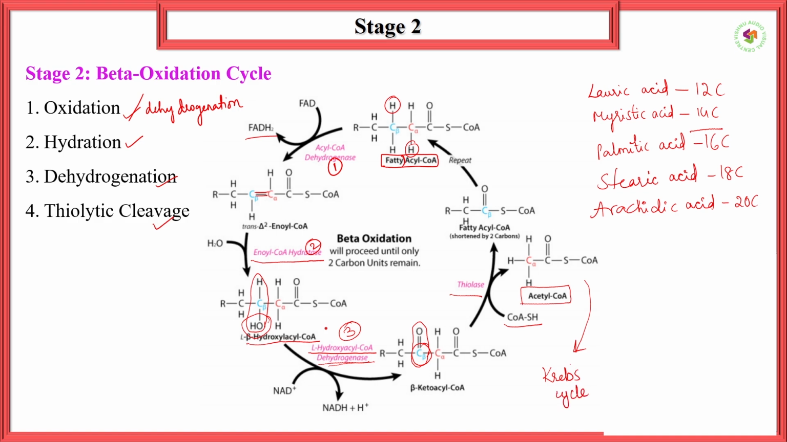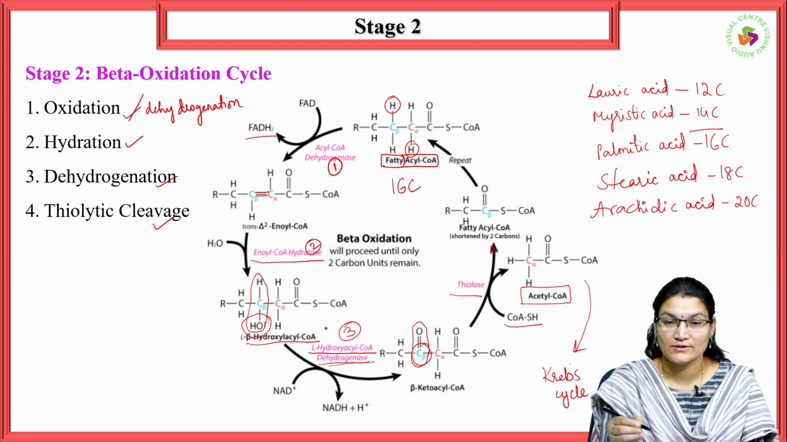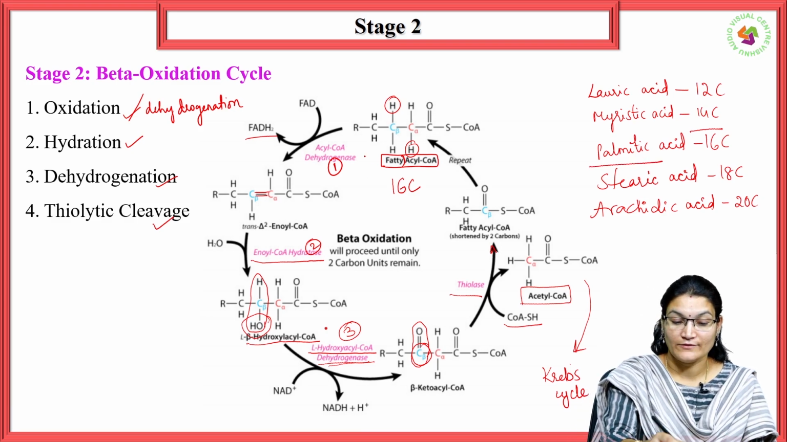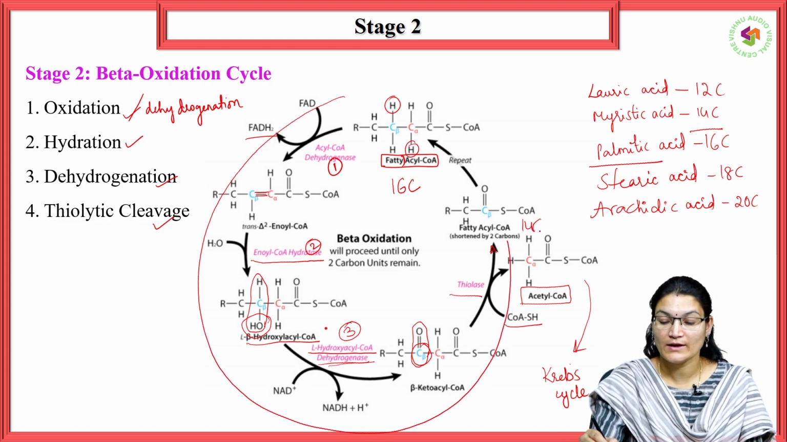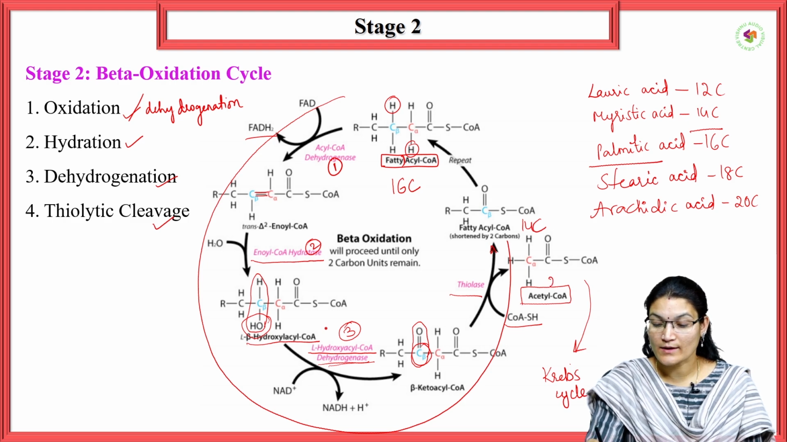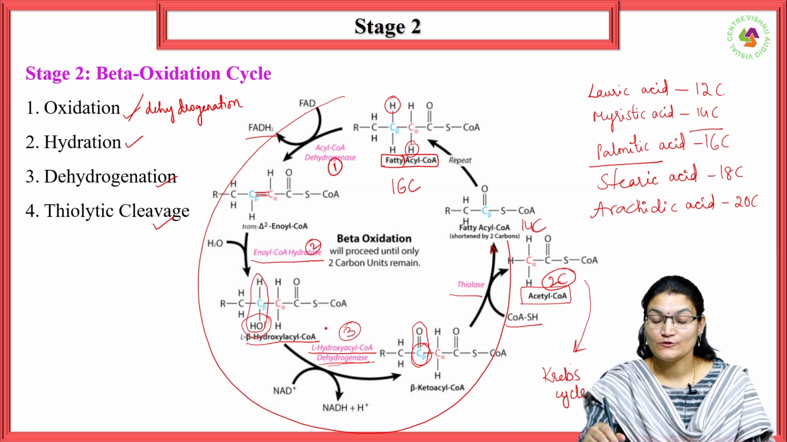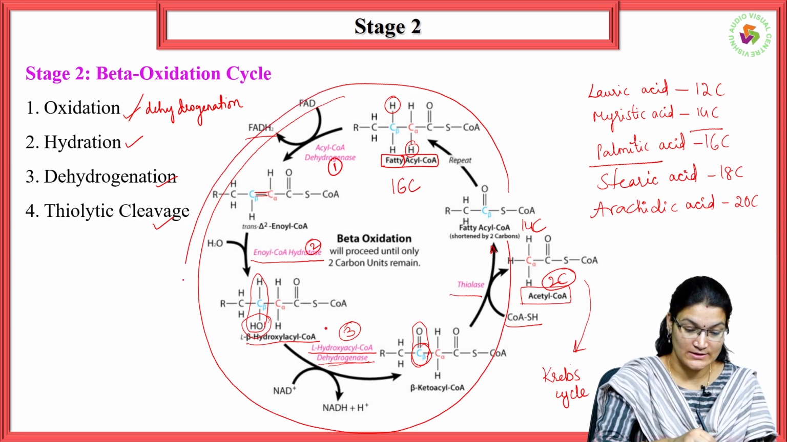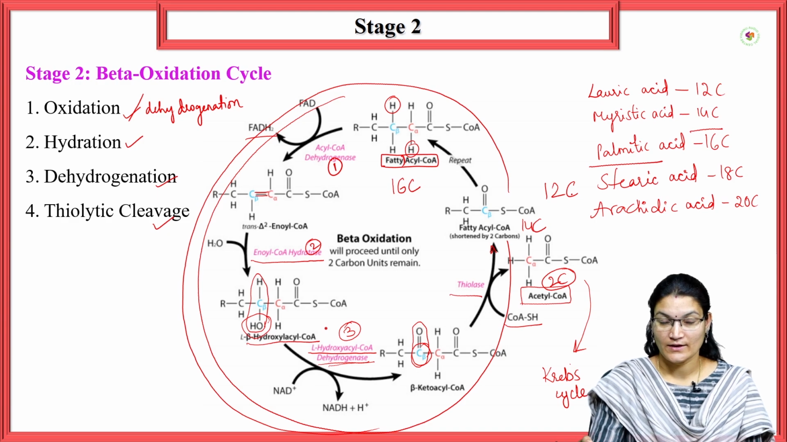And the remaining molecules are again converted. If the fatty acid is 16 carbon here, then you will call it palmitic acyl coenzyme A, and after this whole process, you will get a 14 carbon fatty acid and 2 carbon acyl coenzyme A. Okay, 14 carbon fatty acid. This 14 carbon fatty acid will again undergo the same cycle for the second time, and it gets converted into 12 carbon fatty acid, and 2 carbon acyl coenzyme A is produced again.